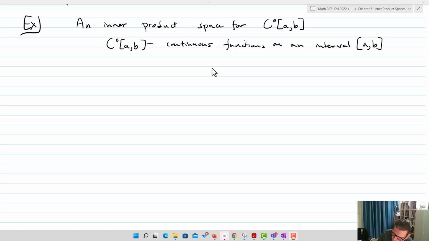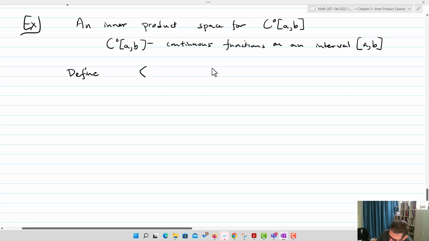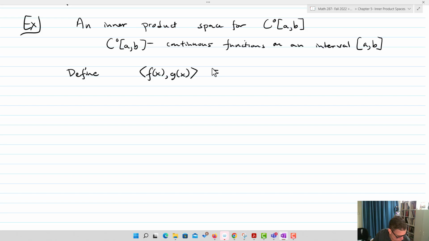So we'll define the inner product, right? We're going to define that the inner product of f of x and g of x is going to equal the integral from a to b of f of x times g of x dx. Okay, so that's going to be how we define it.